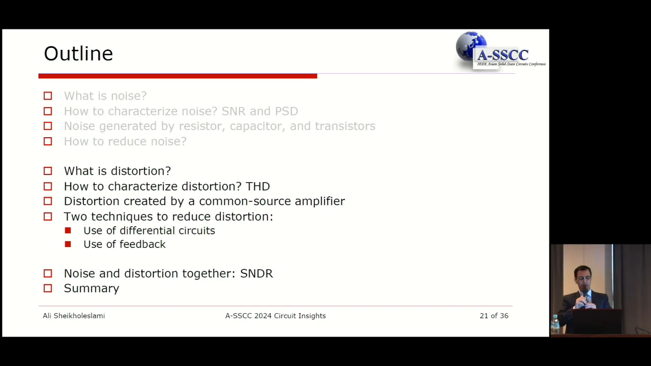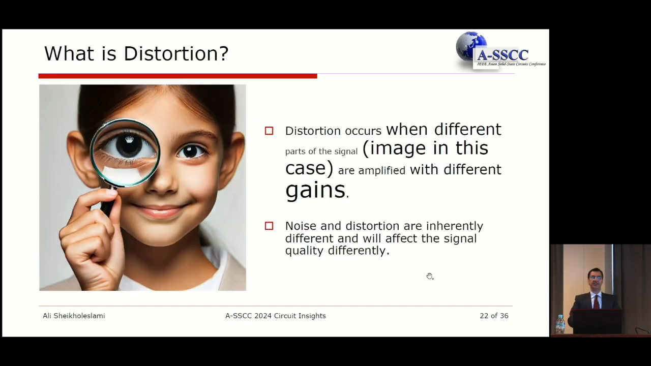Okay, so now let's go to the second part, which is distortion. It's another picture by ChatGPT. I asked ChatGPT to create an image with a magnifying glass, and you can see this picture is clearly distorted. If you just don't pay attention to the actual magnifying glass, you see that one eye is amplified, but the other eye is not amplified, and so that creates distortion.